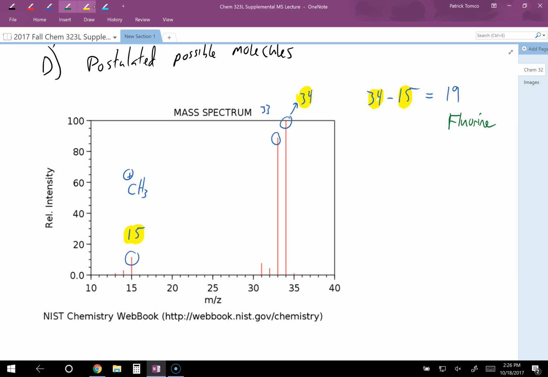I'm also looking at other shifts, for instance 33. To go from 34 to 33 probably involves the loss of a hydrogen. So using this information, we can probably come up with this. If I have a methyl present and a fluorine present, and I know that fluorine forms one bond, it probably makes sense to come up with a molecule such as this.